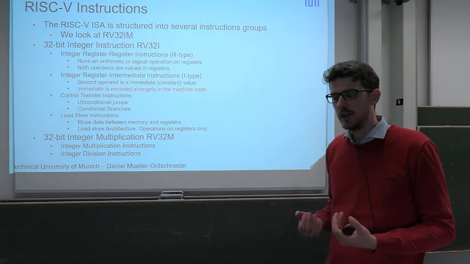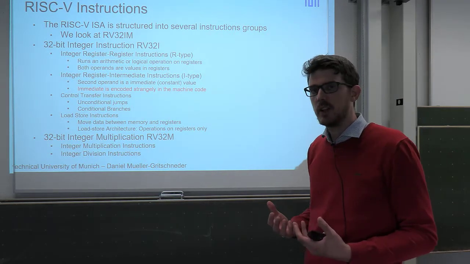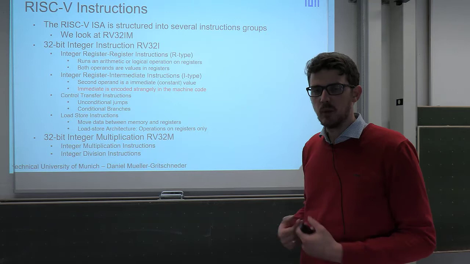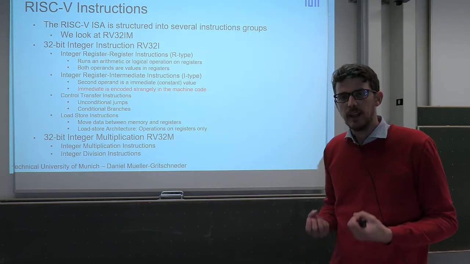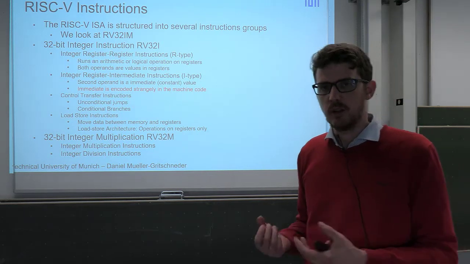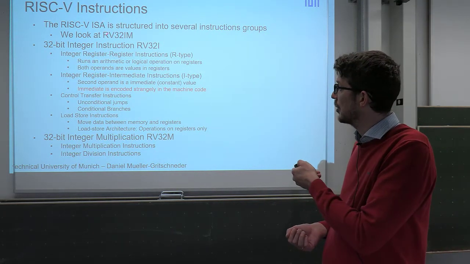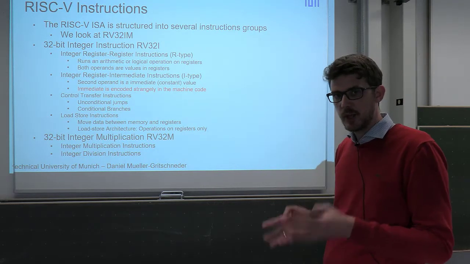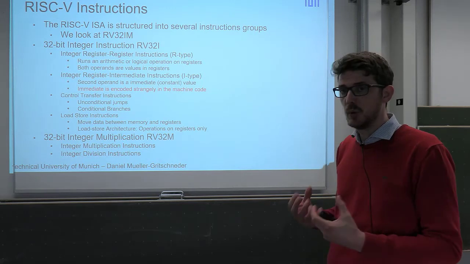We will not look into all instructions in the RISC-V instruction set, but just into a few instructions we can use to get a better understanding of how the assembly code looks, and also get an understanding later on of how we can execute this on a processor. The nice thing about the RISC-V ISA is that it's structured into subgroups of instructions, and we will look into two of these subgroups.